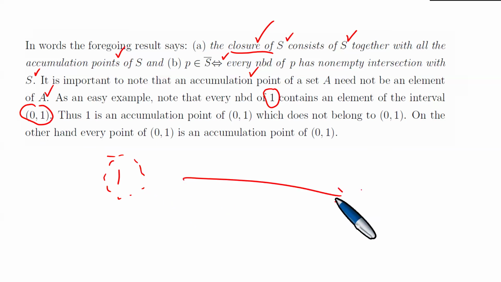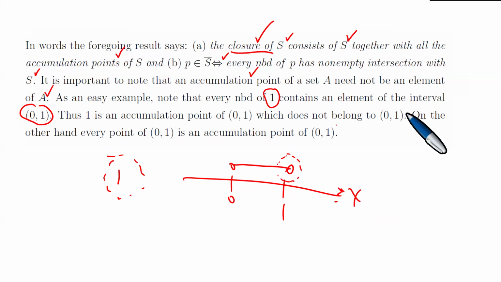Every neighborhood of 1 will contain some element of this interval. Thus, 1 is an accumulation point of (0, 1), which does not belong to (0, 1). Yet it is an accumulation point of (0, 1), while it does not belong to the interval because it is an open endpoint.